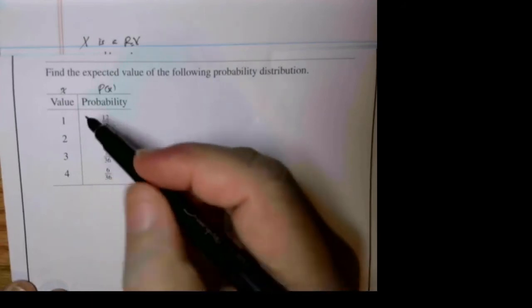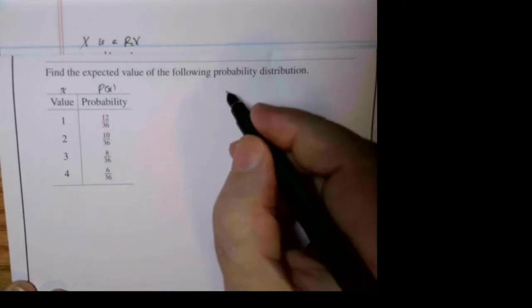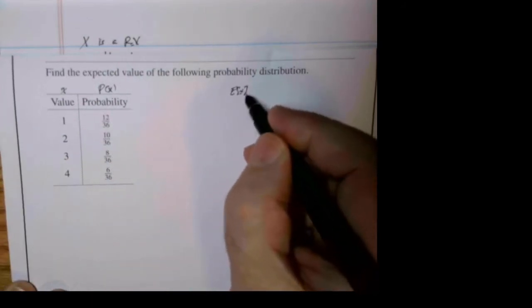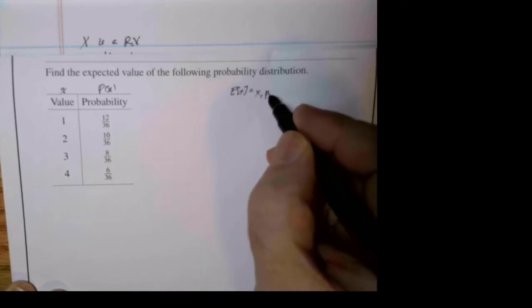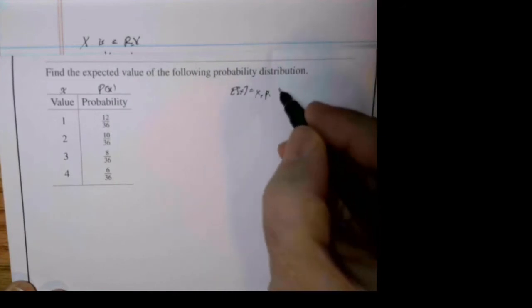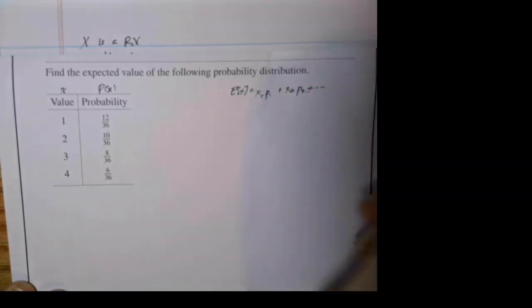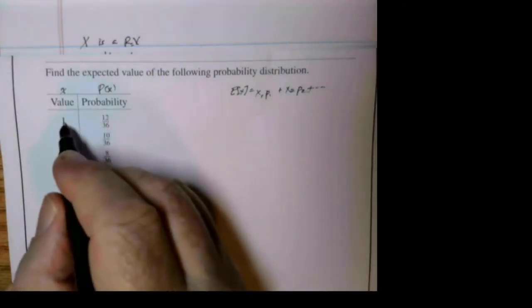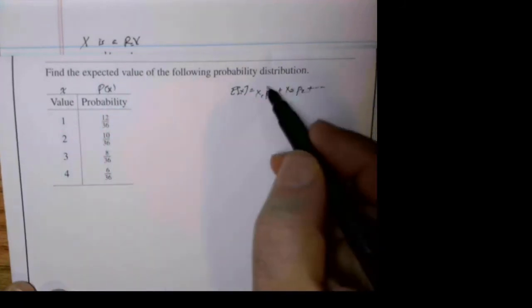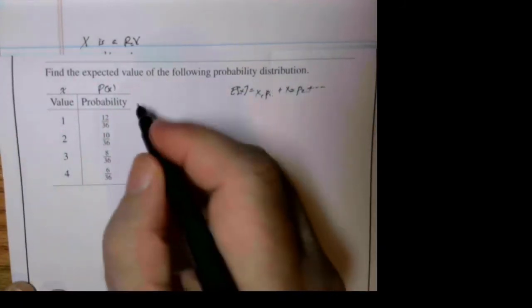What do we have to do? We have to multiply. Remember the formula for E of x. It's going to be the first value times the probability of that value plus the second value times the probability of that value, and so on. So what we have to do is take each value and multiply it by its probability and then add all of those together.